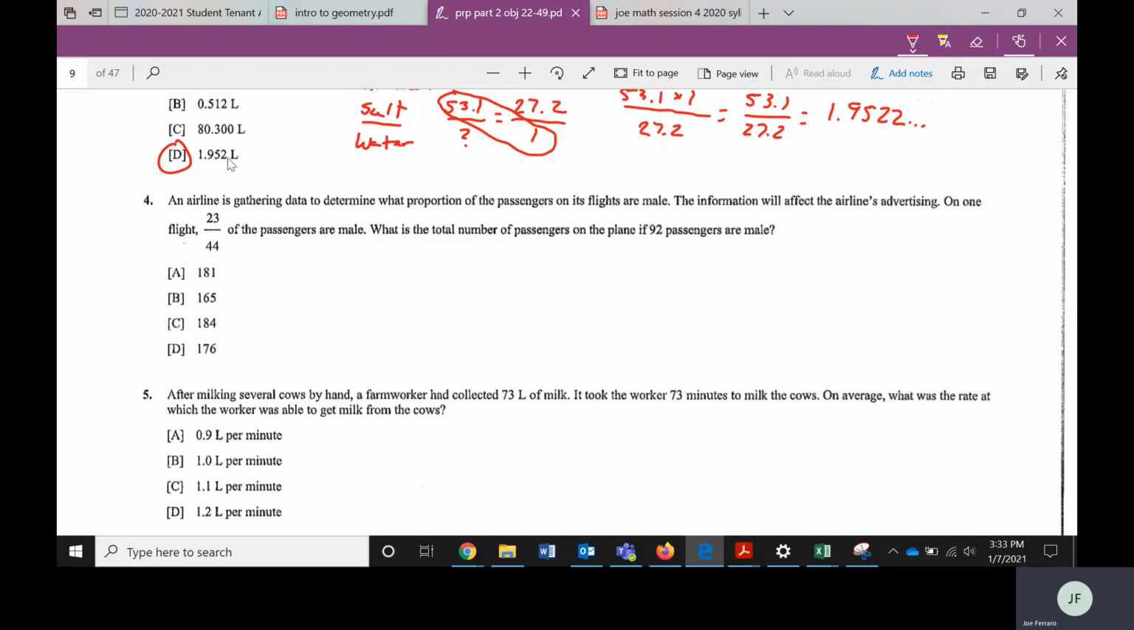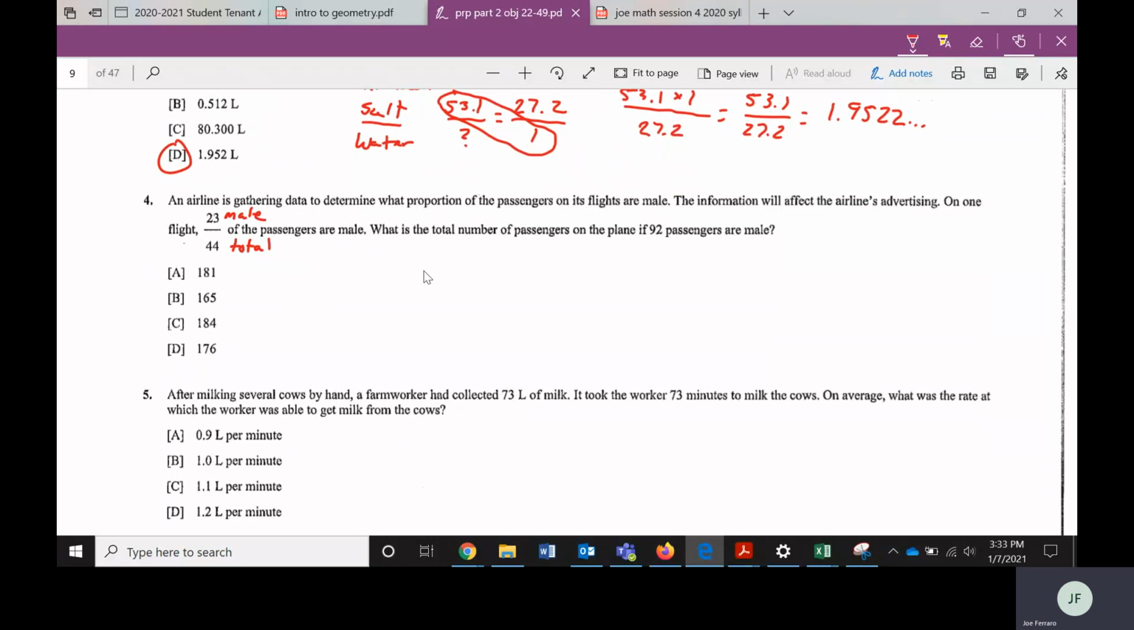So what that means is, first of all, before we go on, that means 23 out of 44 people are male. So what this means is it's 23 male out of 44 total. Okay, so that's important to know. It's not 23 male, 44 female. It's 23/44 of the passengers. So that means there's 44 total passengers, 23 male. Then the question, what is the total number of passengers on the plane if 92 passengers are male?